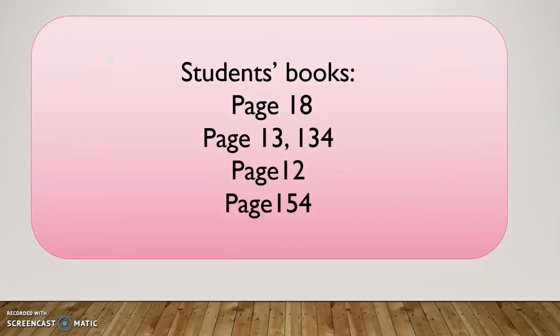Okay, so what you're going to do is work on your student's book on page 18, page 13, page 134, page 12, and page 154. Apart from that, you are going to be given some words from which you have to create WH questions, in total 11 questions, and you are going to change those questions into embedded or indirect questions. And that would be all for now. And if you have a question, you know you can text me by WhatsApp and I can help you sort out any kind of problem.